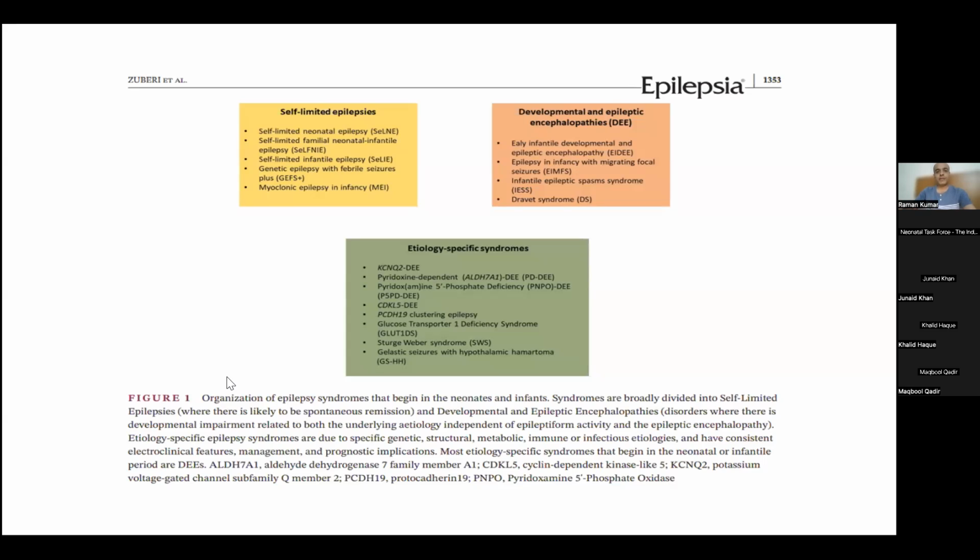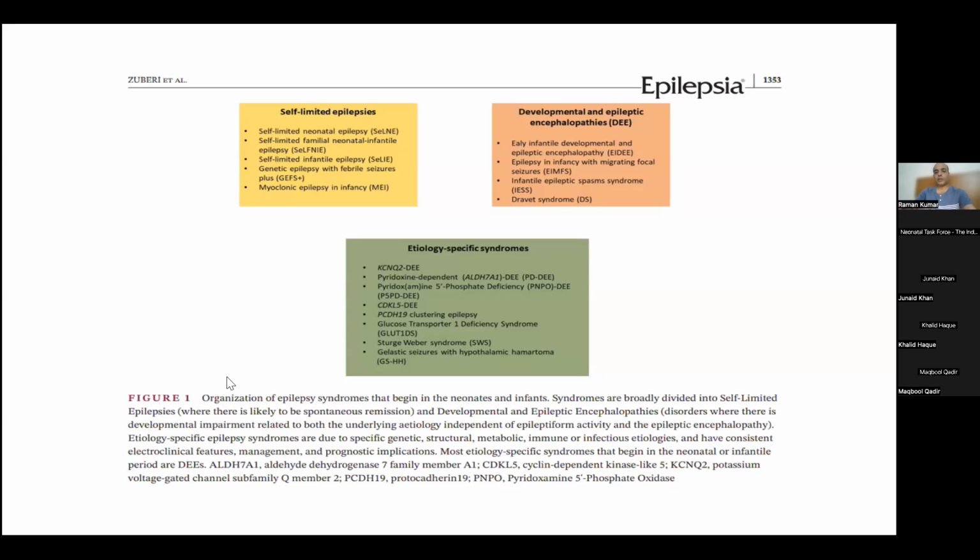So there are self-limited epilepsies. The previous name for self-limited was benign epilepsies. Now we don't call them benign epilepsies. All of us must be updated with the latest nomenclature. So self-limited epilepsies. Then we have DEEs, developmental and epileptic encephalopathies. These are the severe forms of epilepsies.